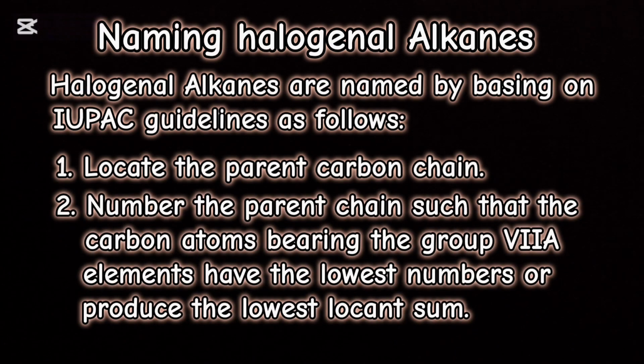The second guideline mandates that you assign numbers to the parent chain in a manner that the carbon atoms attached to group 7A elements will have the lowest numbers, or the lowest locant sum. And this is simply achieved by assigning numbers to carbon atoms of the parent chain by starting from the end of the chain closest to carbon atoms attached to group 7A elements.